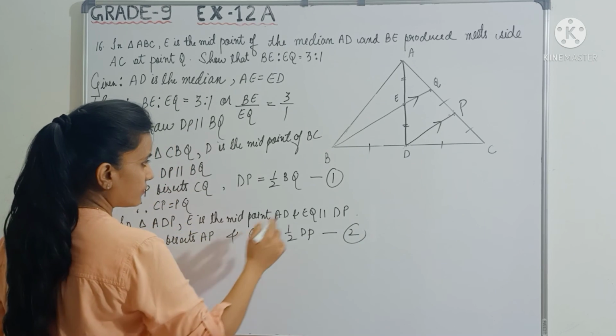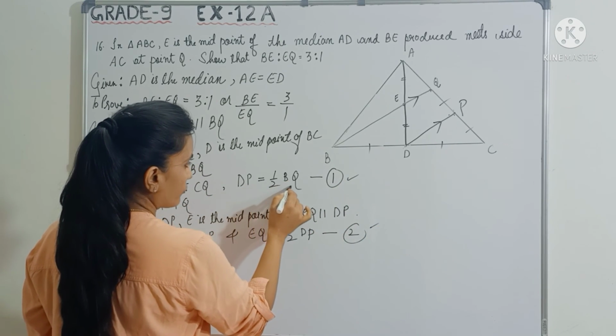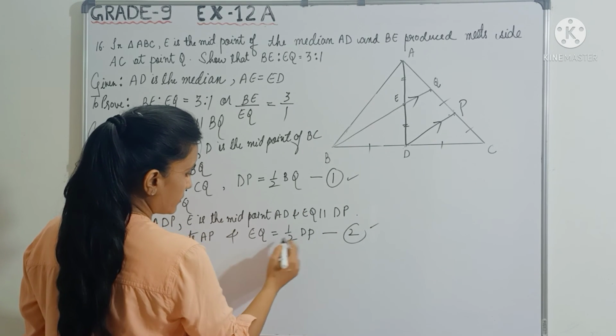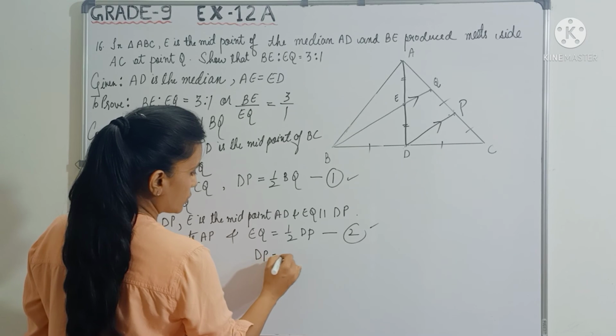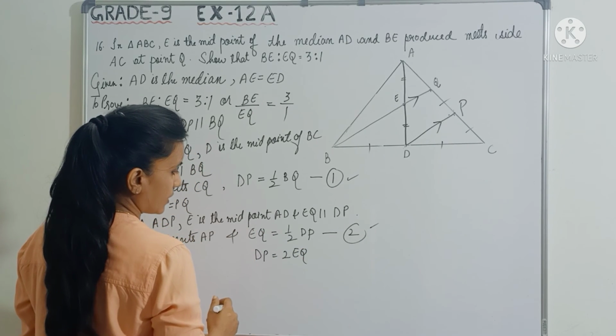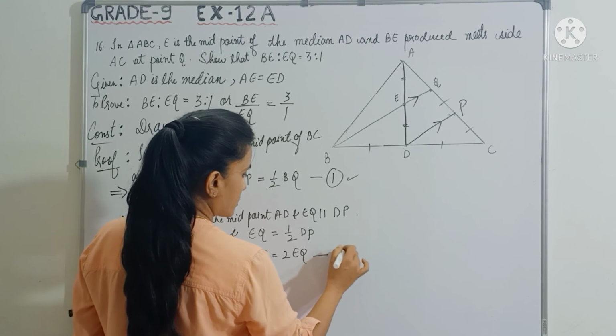Now if you observe in this first and second, DP is equal to half of BQ, and here also you got something in DP, right? So can I write this as DP is equal to 2EQ? I just cross multiplied, right? So let's take this result as 2.